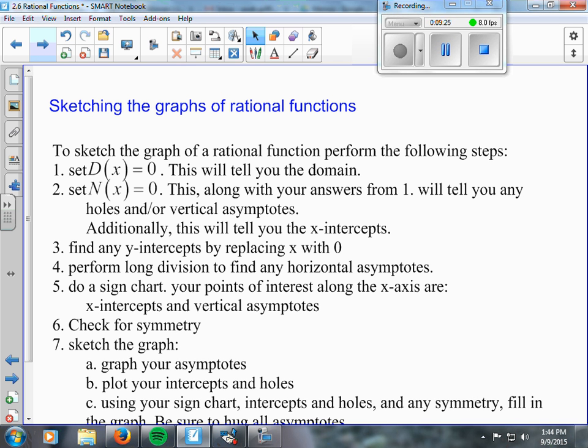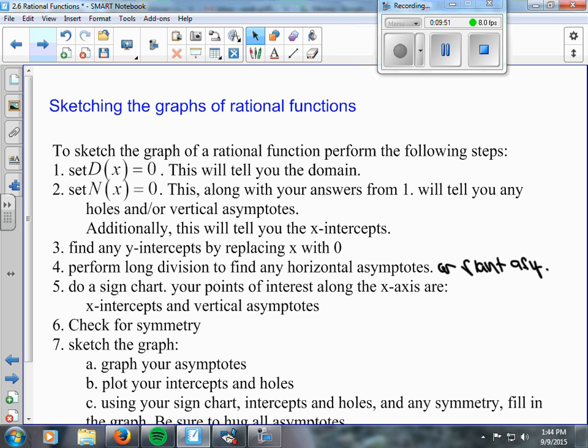Because we care about x-intercepts. That's a question we've been answering a lot. The next question is, what are the y-intercepts? So steps 1 through 3 we've already done. For y-intercepts, you make x 0. Then we also just did number 4. You're going to do long division to find any horizontal asymptotes or slant asymptotes. Okay?